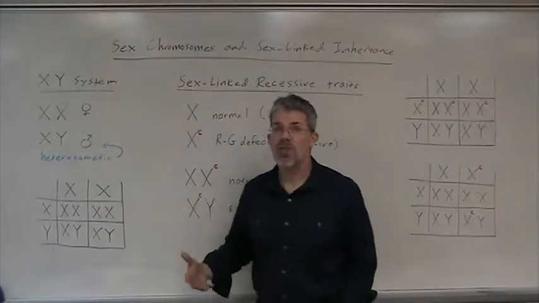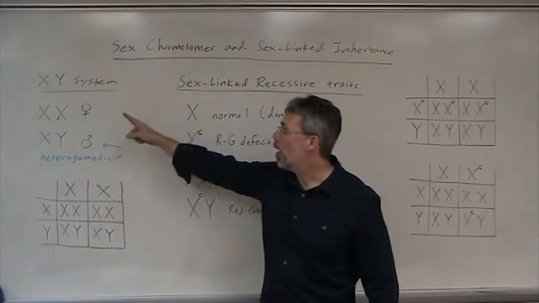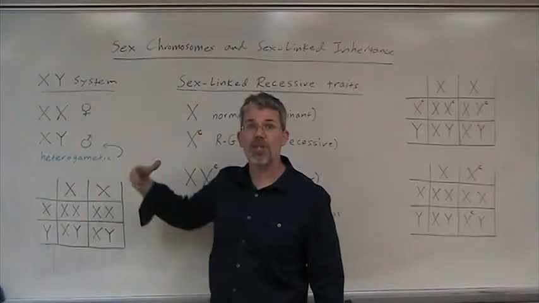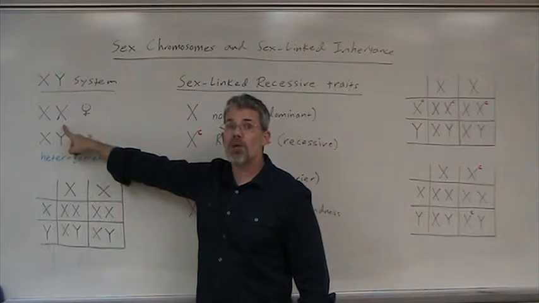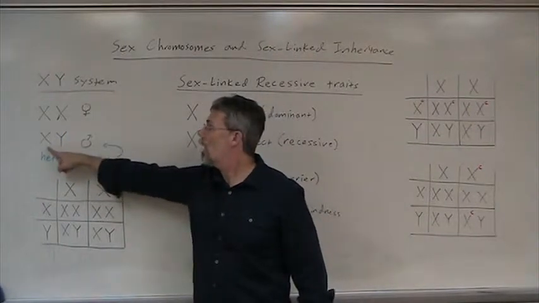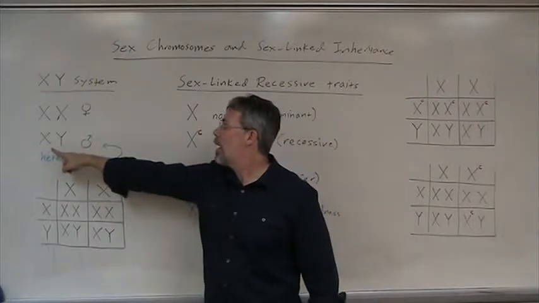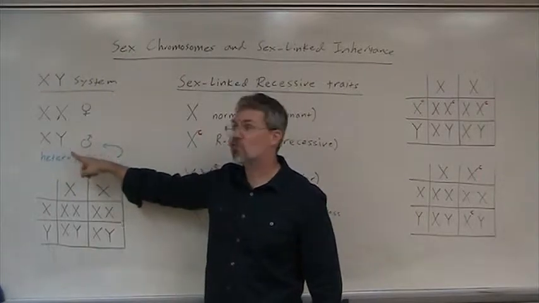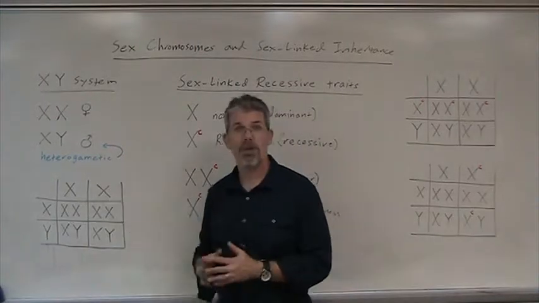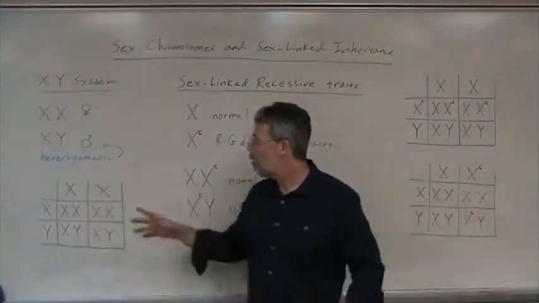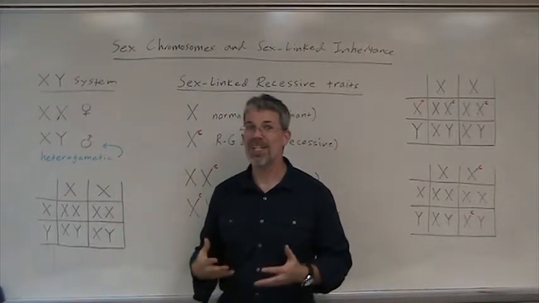Now, humans and many animals have what's called the XY system, where there are two different sex chromosomes, an X chromosome and a Y chromosome. An individual with two X chromosomes is female, but having one of each would be male. So because males have two different sex chromosomes in the XY system, males are referred to as the heterogametic sex.